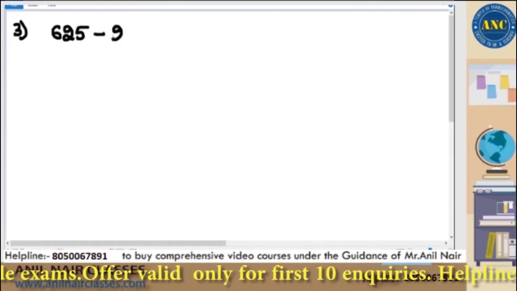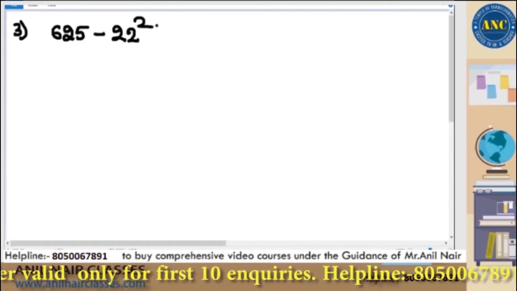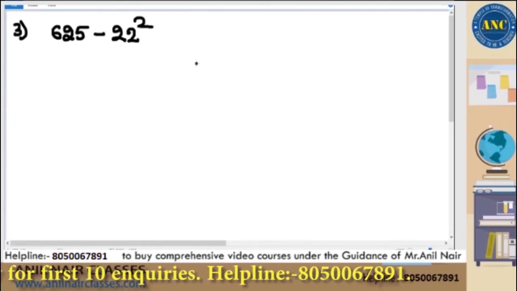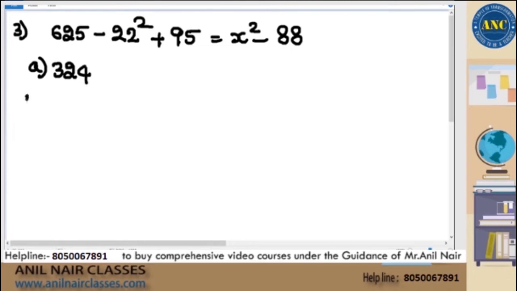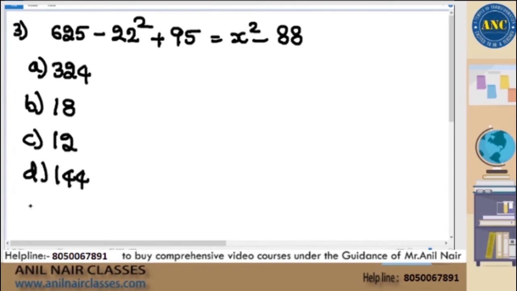625 minus 22 square plus 95 is equivalent to x square minus 88. One student from Kanpur has sent this question: sir, can you please solve it? In my institute, I go to some Mahendra's bank coaching center. They taught me a 10-step solution. Can you please tell me the answer in the shortest way?